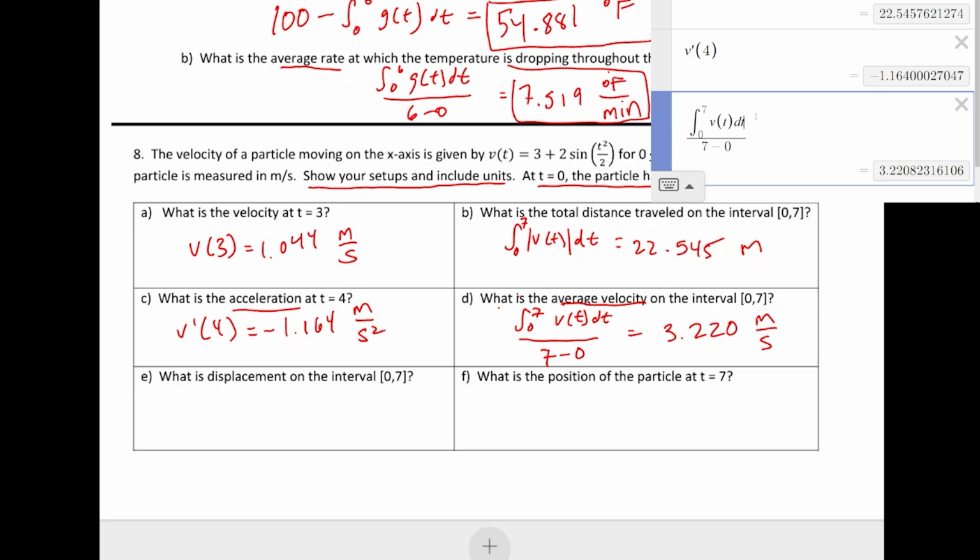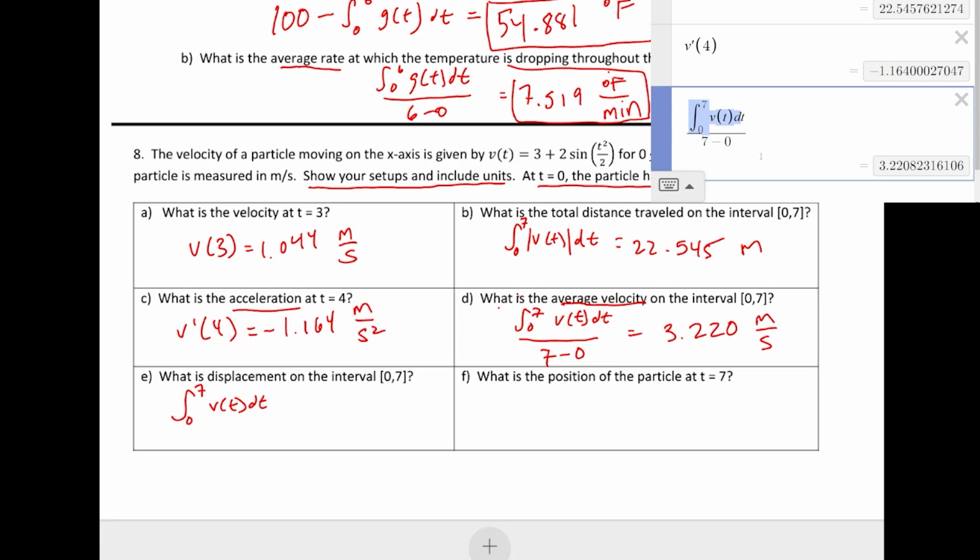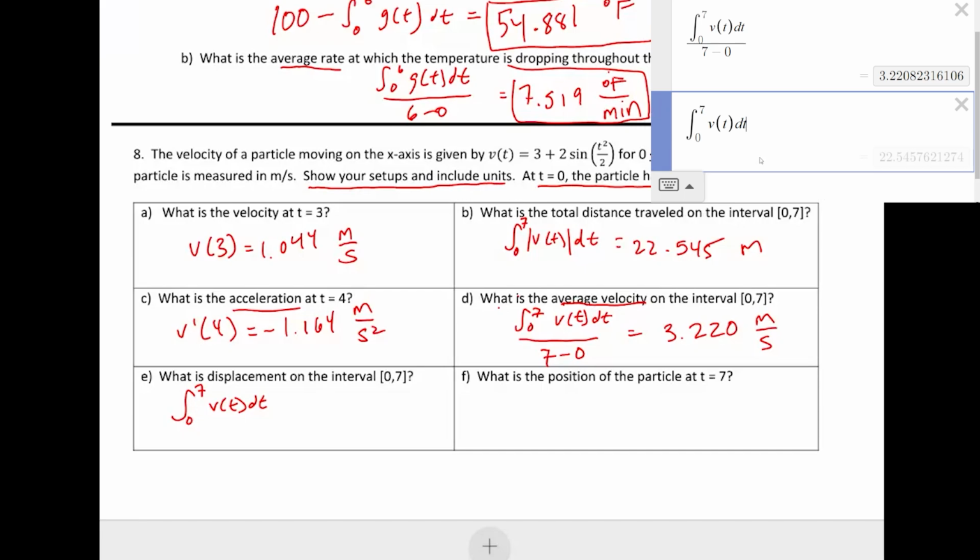Part E says, what's the displacement? So displacement is the net change in distance. Anytime you want a net change, you need to integrate a rate function. The rate function in this case is velocity. So we're going to integrate the velocity function with respect to time on the interval 0 to 7. And we already have that here in Desmos for the most part. I'm just going to copy and paste this, if it'll let me, and paste it down here. And I guess I need that dt. So this is going to equal 22.545 meters.